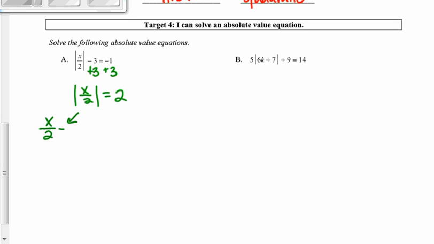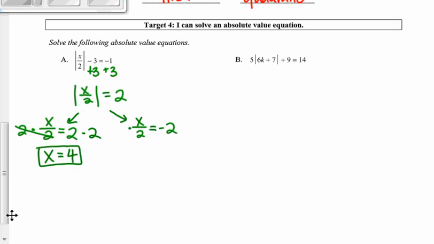So then I'm going to create two equations. x over 2 equals 2 and x over 2 equals negative 2. And I'm going to solve in both cases. So to get rid of that x over 2, that x divided by 2, the opposite would be multiplication. So I have x equals 2 times 2, which is 4. Or over here, if I multiply both sides by 2, I get x equals negative 4 as well.